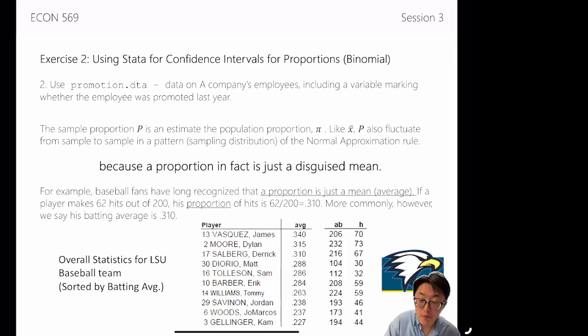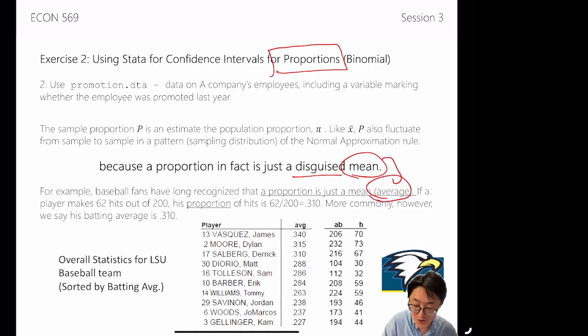Sometimes your variable may be just a proportion. So it's a percentage. And proportion is in fact the mean or average of some kind of likelihood.